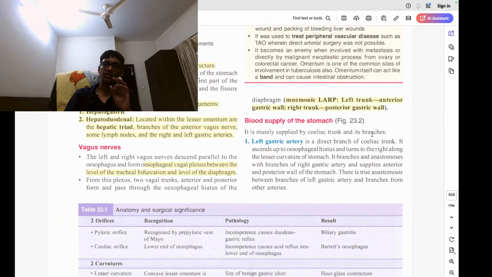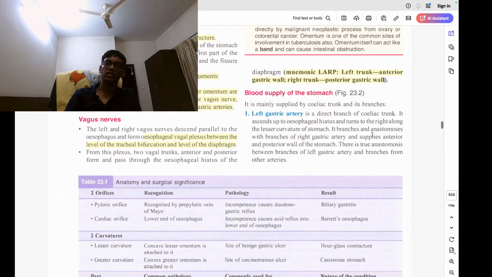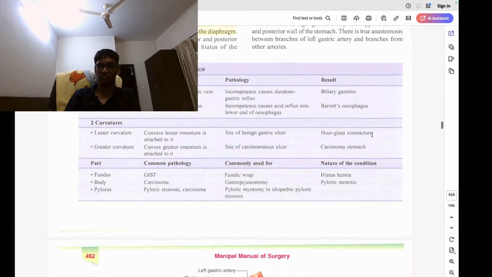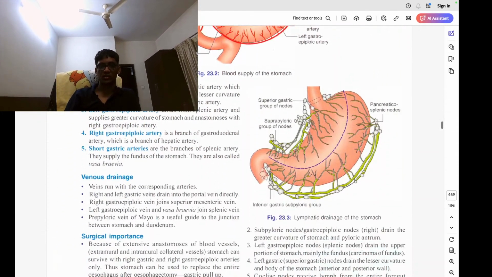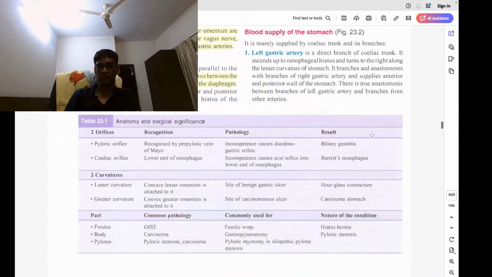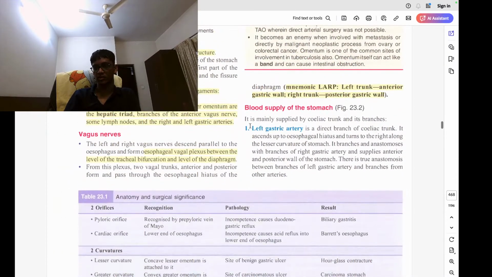Then blood supply: you have the celiac trunk and its branches. You have to remember that much. There are 5 arteries to remember. The main is the left gastric artery. It is a direct branch of the celiac trunk. It ascends up to the esophageal hiatus and turns to the right along the lesser curvature of the stomach. It branches and anastomoses with the branches of the right gastric artery and supplies the anterior and posterior wall of the stomach. It is a true anastomosis.